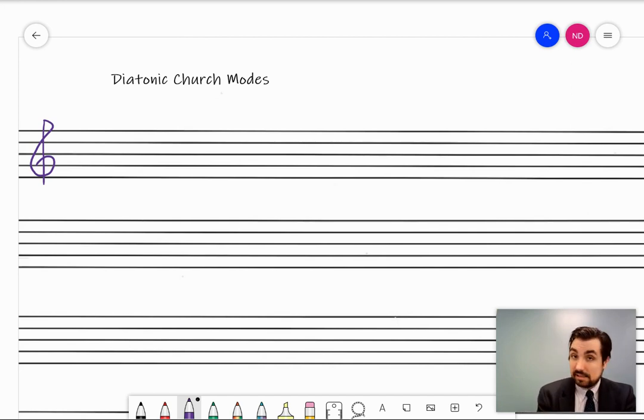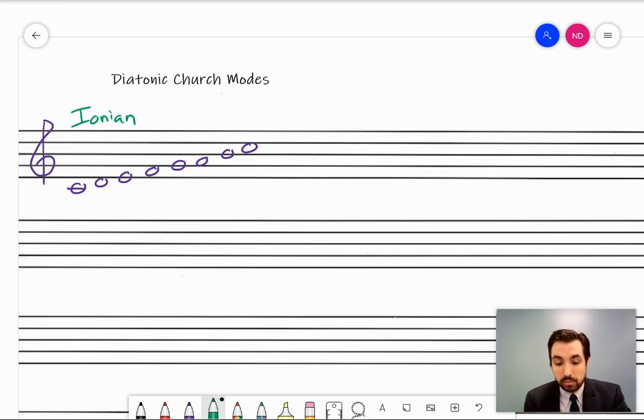So let's take the key of C, for instance. In the key of C, if I wrote from scale degree 1 to scale degree 1, or from do to do, if you prefer, yes, it's a major scale, agree, but when we're talking about modes, a collection of pitches from 1 to 1 or from do to do is what is called Ionian mode.